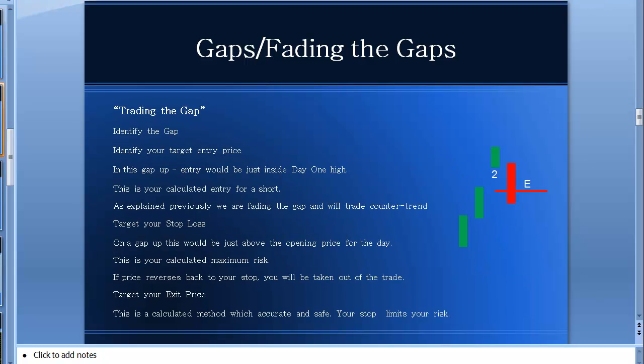On a gap up, again, identify the gap, identify your target entry price, which is just inside the previous high of day 1. Your stop loss would be just above your day 2 gap. That's your calculated maximum risk. If price reverses back up to your stop, you'll be taken out of the trade. Then you target your exit price. This is a calculated method which is accurate and safe. Your stops limit your risk.